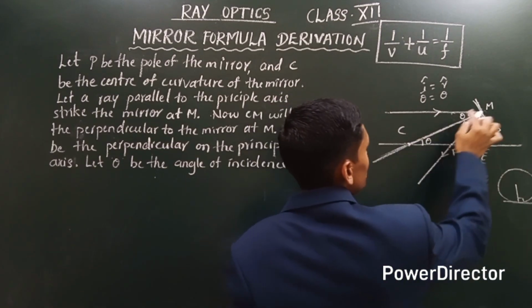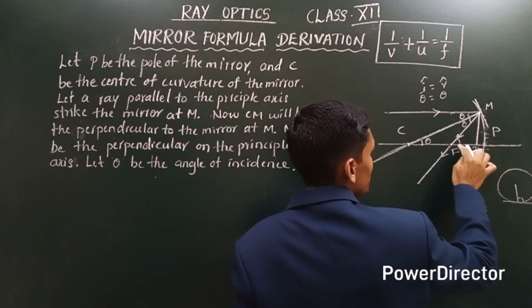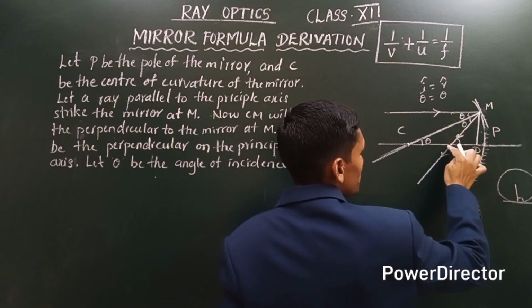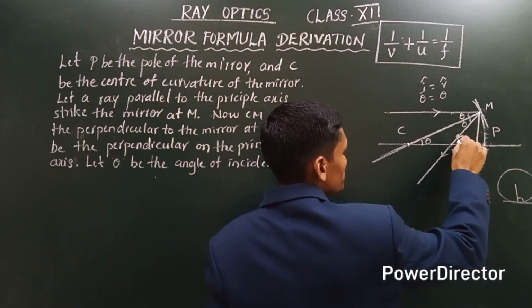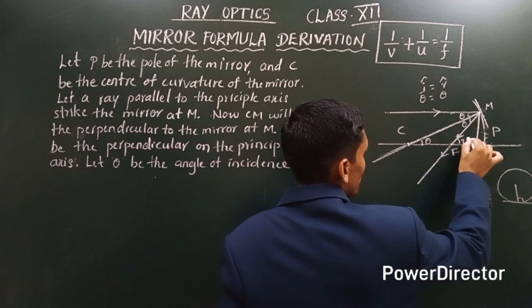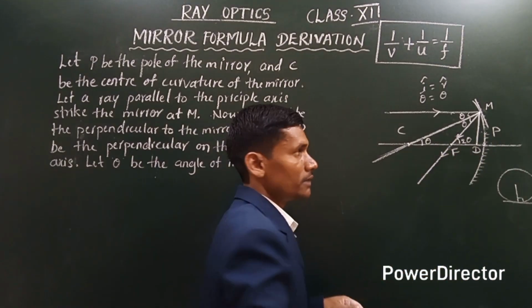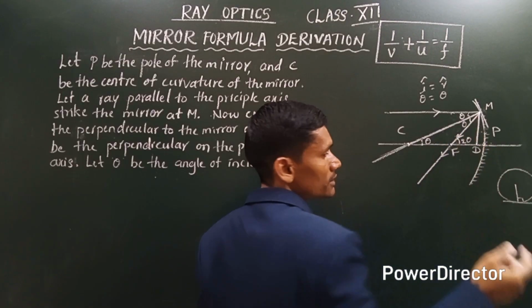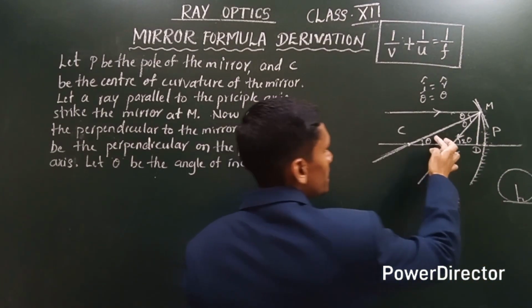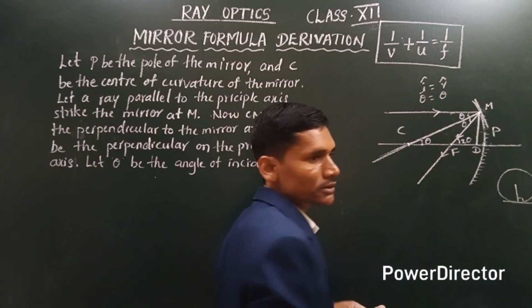Triangle CMF. Its exterior angle is this one. What is that? MFD is what? Exterior angle. Otherwise MFP also you can say. So this exterior angle will be equal to what? This is equal to 2 theta. Why is it 2 theta? Because you know the exterior angle property: the sum of the opposite interior angles is equal to the exterior angle of the given triangle, right? So that is why theta plus theta is 2 theta. That is why this angle will be equal to 2 theta, right?